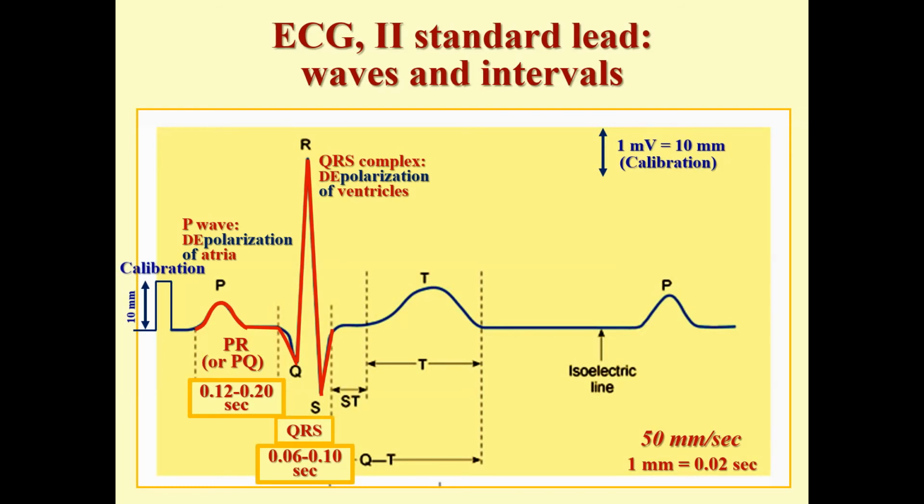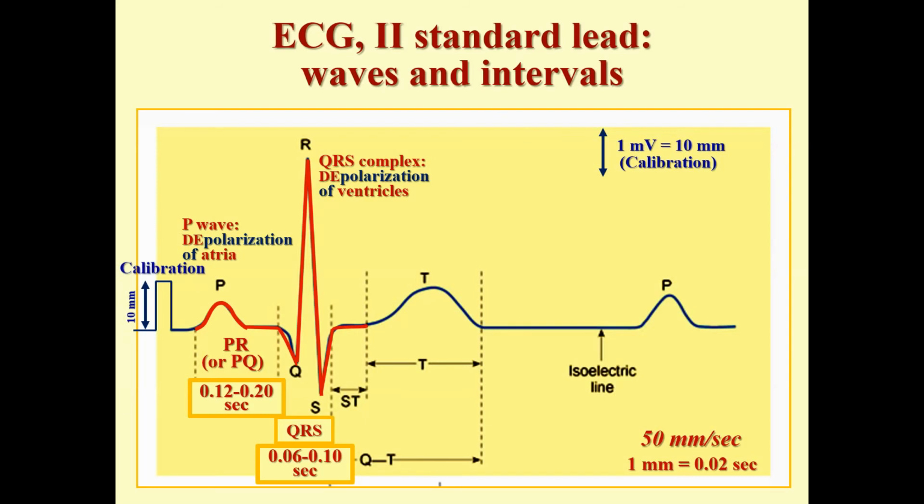Actually, if you want to memorize easily, you can notice that both values, lower and upper limit, are exactly 2 times less than for the PQ interval. 12 and 6, 20 and 10. So maximally up to 0.10, while PQ maximally 0.2.